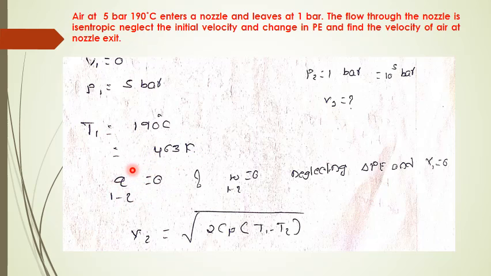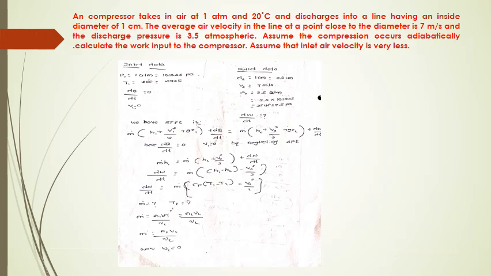As it is a nozzle, it is an adiabatic process, with no heat transfer and no work transfer. Neglect the potential energy, and V1, the initial velocity, is 0. So you will get this equation. Now we need to find out T2. We know that the relation between temperature and pressure in an adiabatic process is this relation. Using this relation we find T2, the exit temperature, which is 292.3 Kelvin. So V2 is 585.70 meter per second.